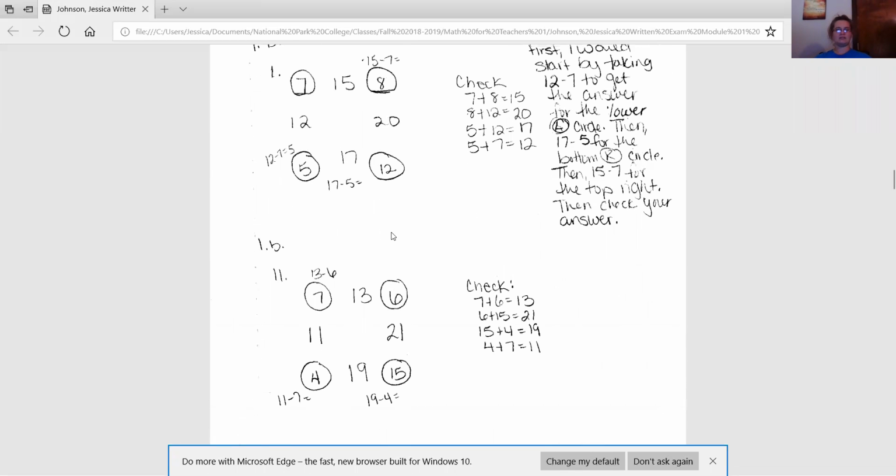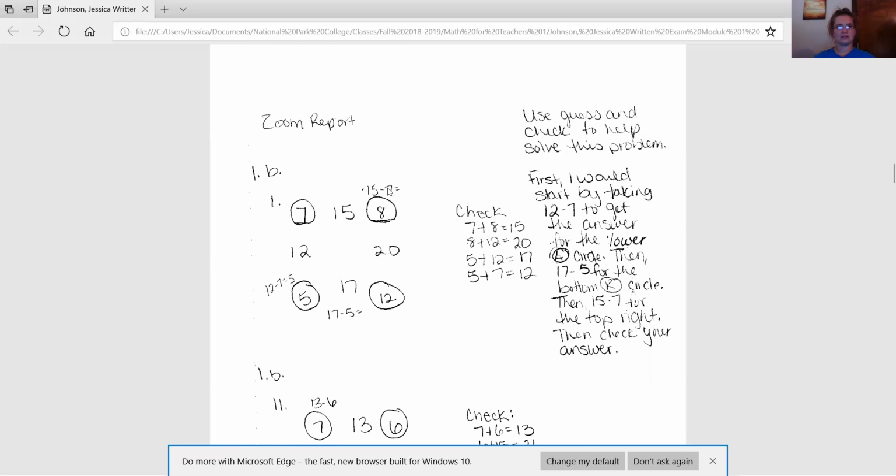And how I solved these problems is I took 15 minus 7 equals 8. 17 minus 5 equals 12. And 12 minus 7 equals 5. So I took what I knew, which was 15 minus 7, and plugged in my numbers, and I built up from there.